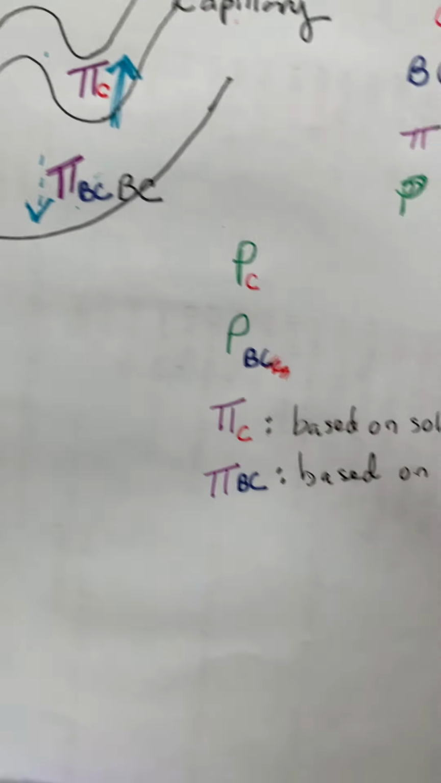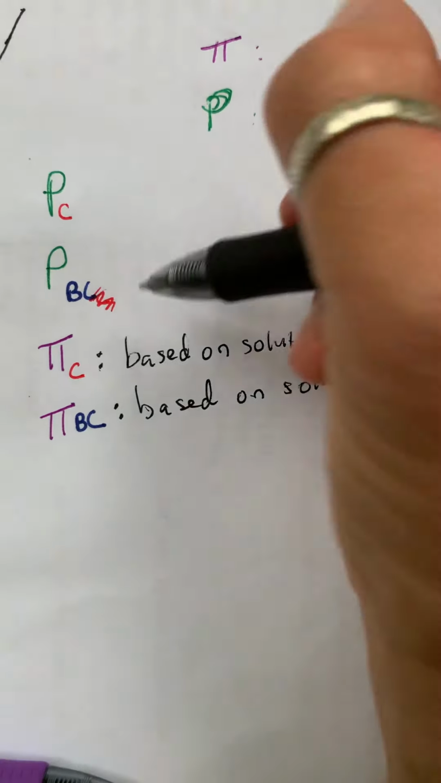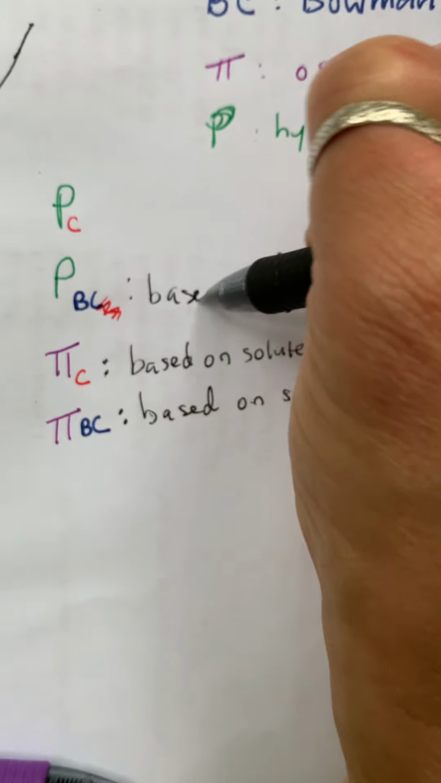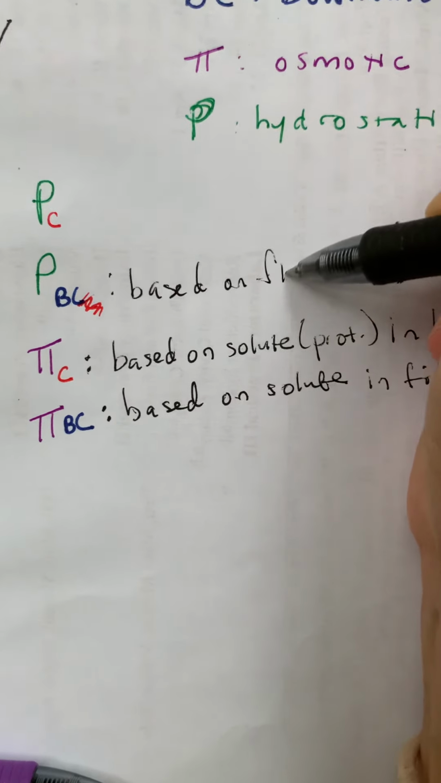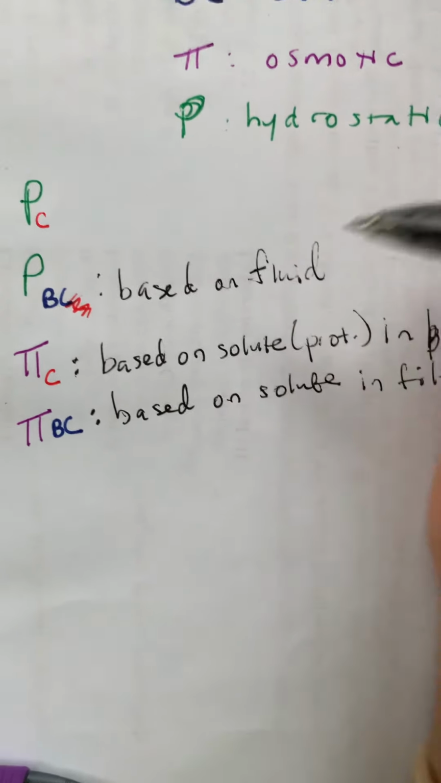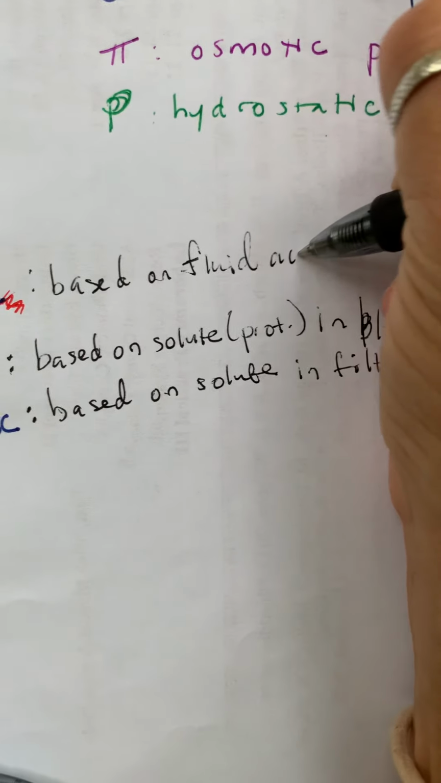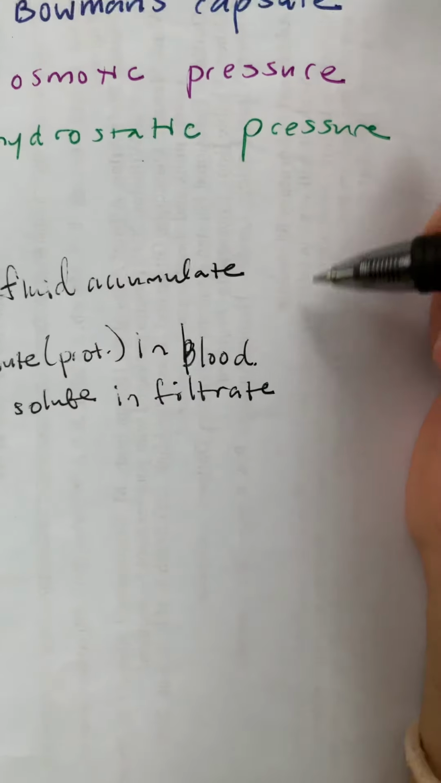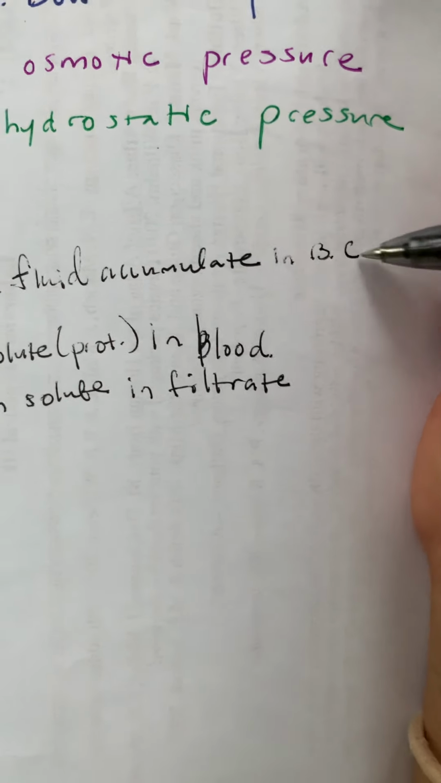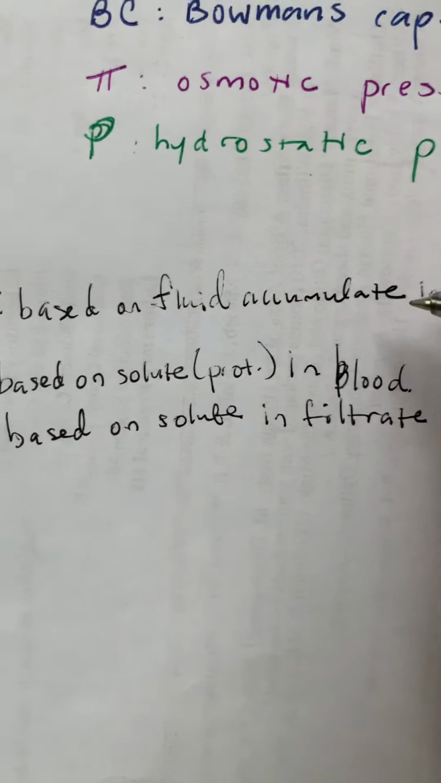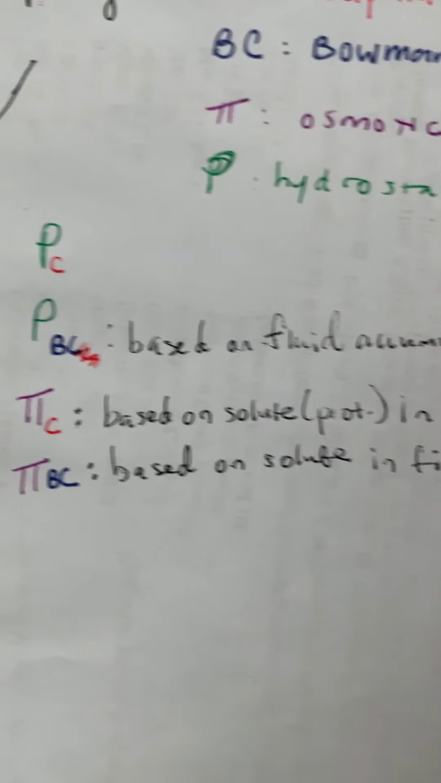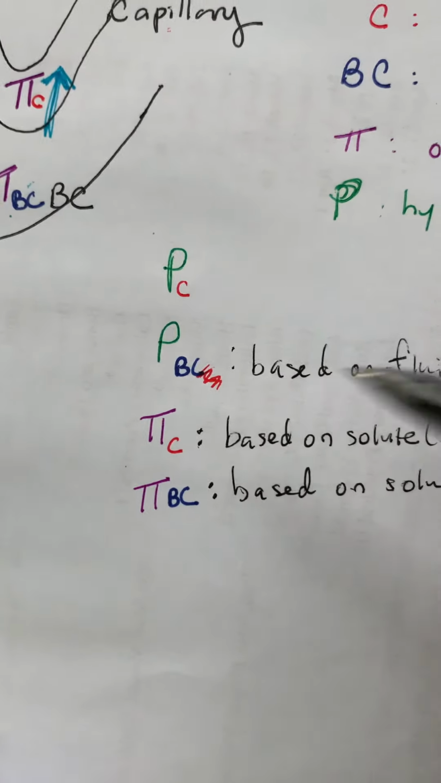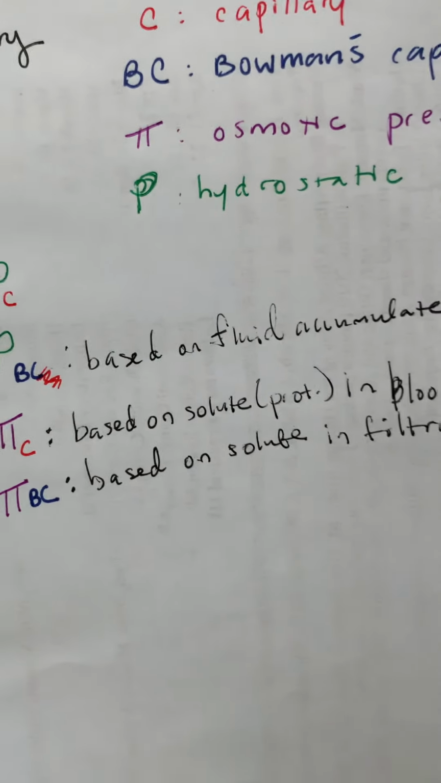Then our hydrostatic pressure of the Bowman's capsule, this is going to be based on the fluid that's going to accumulate in the Bowman's capsule. And if everything's working the way it should, we really should not have much fluid accumulating, but this is just a little dotted arrow, so it's not a very big force if everything is working the way it should.